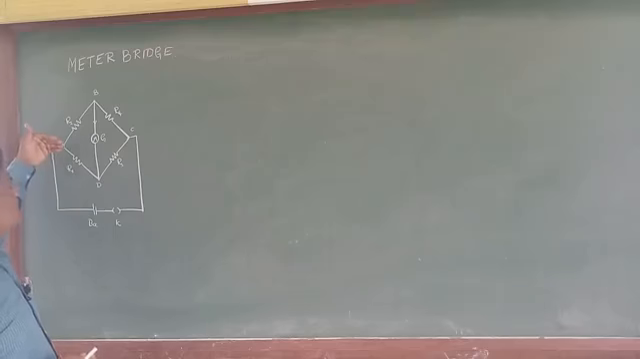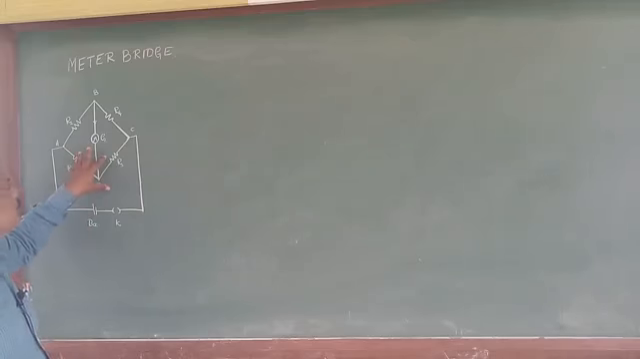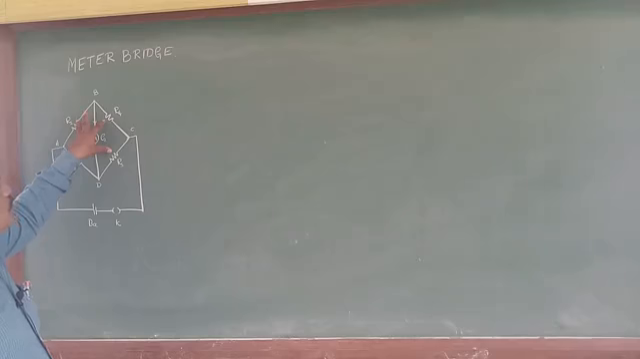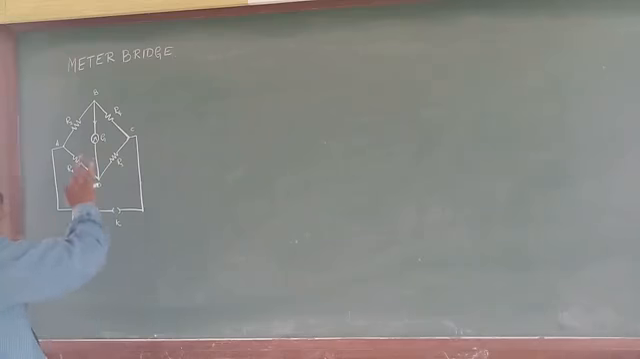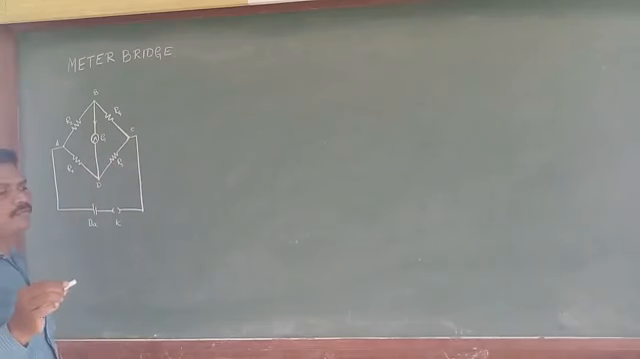And under the balancing condition, R1 by R2 equals R3 by R4. Okay. So now let us discuss the use of this Wheatstone's network. See, this meter bridge is the device used to measure an unknown resistance, or simply the resistance of a wire.